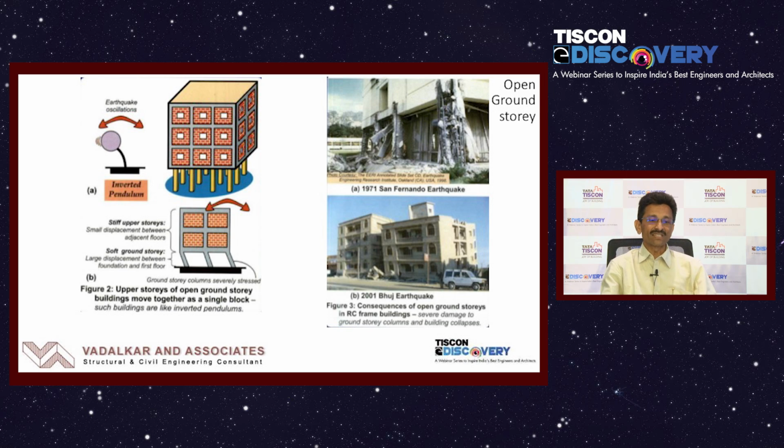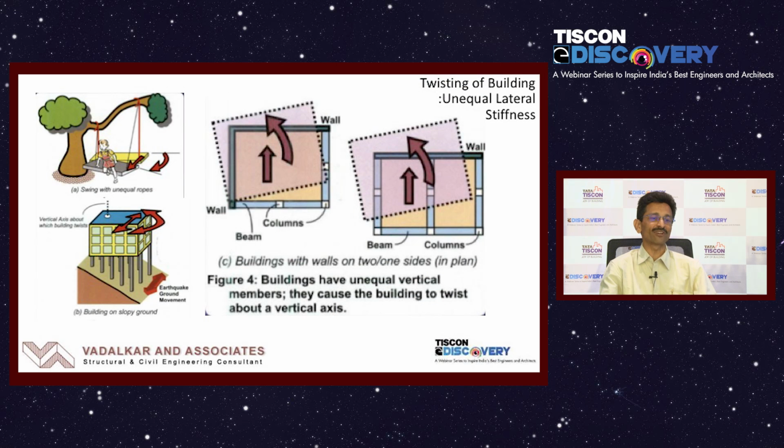And if you have a structure with unsymmetrical stiffness, that also creates a problem. The example given is a swing. Suppose you have a swing which has different heights of strings; then of course it is not going to swing properly, but it will twist. That is exactly what happens in our buildings also. If you have shear walls on only one side or two sides of the building, that creates a huge amount of torsion on the building, which is of course undesirable.